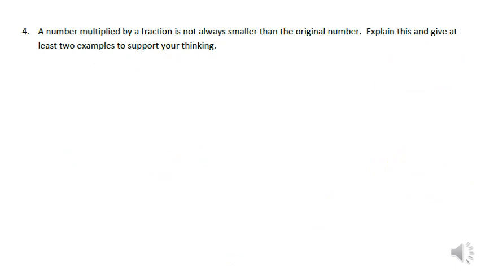Number 4. A number multiplied by a fraction is not always smaller than the original number. Explain this and give at least 2 examples to support your thinking. Okay, so this is the common scenario most students think. Let's say I had 5, and I multiply that by 1/3. That's going to equal 5 times 1 over 3, which equals 5/3, which equals 1 and 2/3.